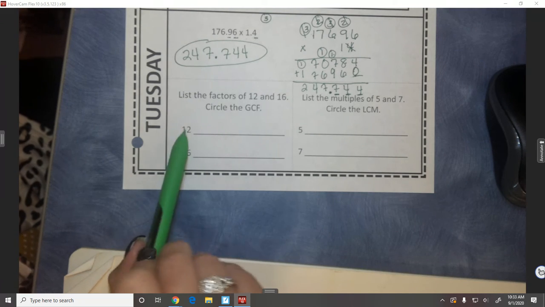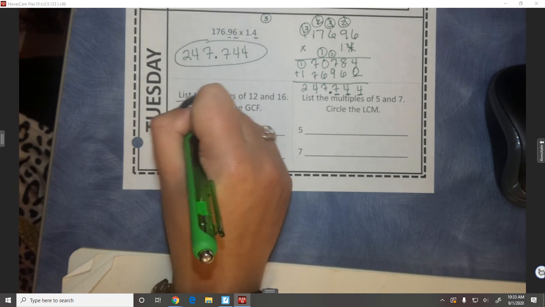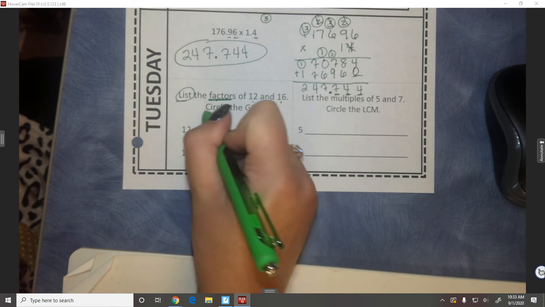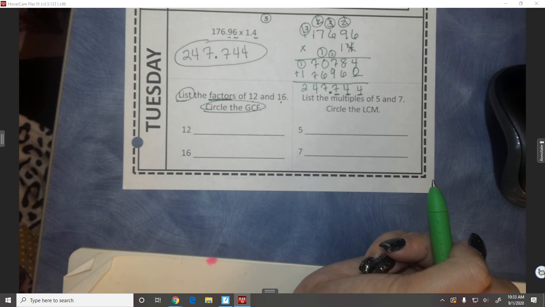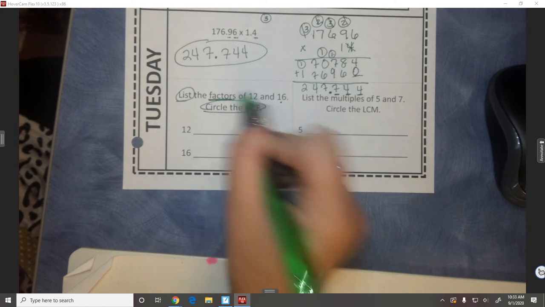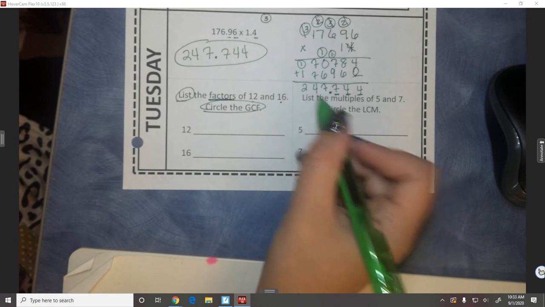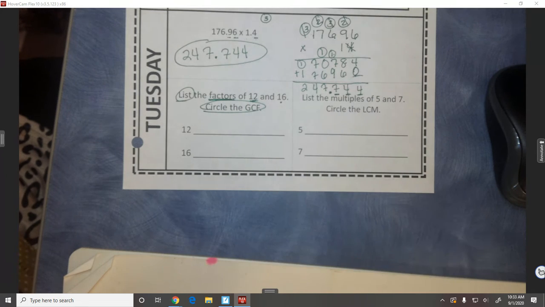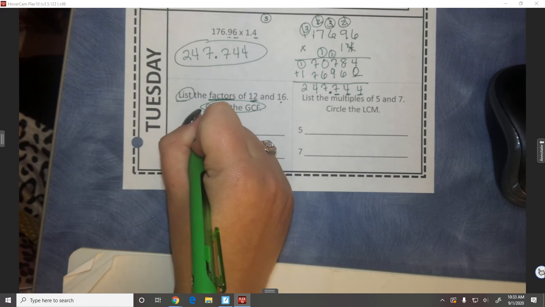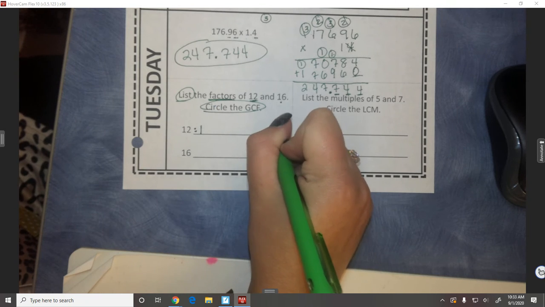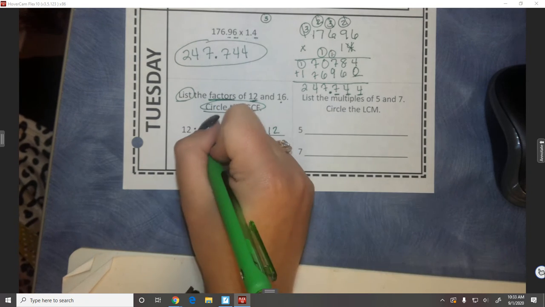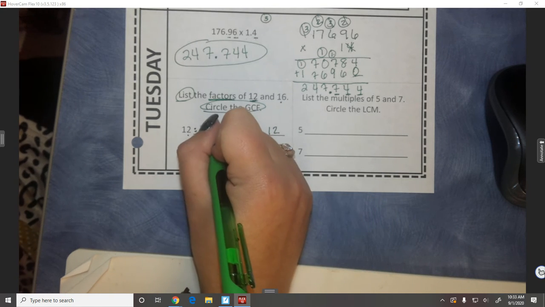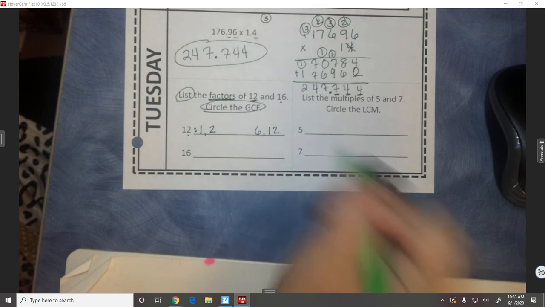All right. Our next problem says, list the factors of 12 and 16. Circle the GCF. So list the factors. Remember, factors are the numbers that multiply together to give us our product. So what are the numbers that multiply to give us 12? Well, listing factors, I always start with the number 1 and itself. Then I test for 2. We know that 12 is even, so it's divisible by 2. So 2 times 6 is 12.